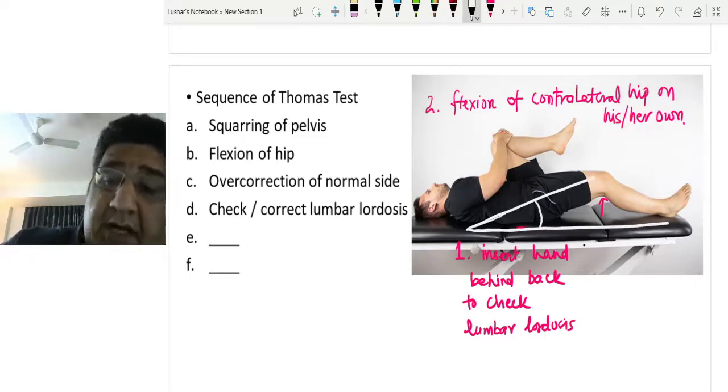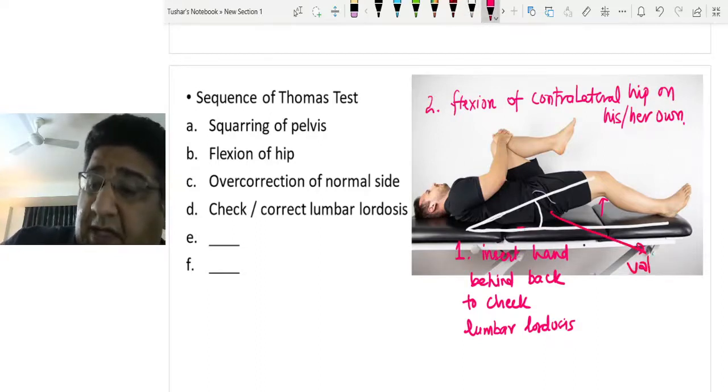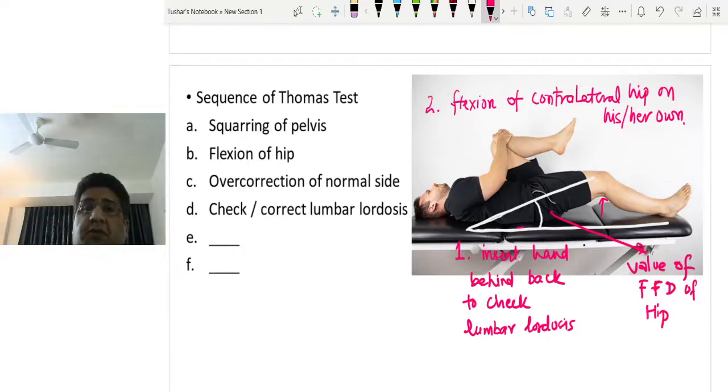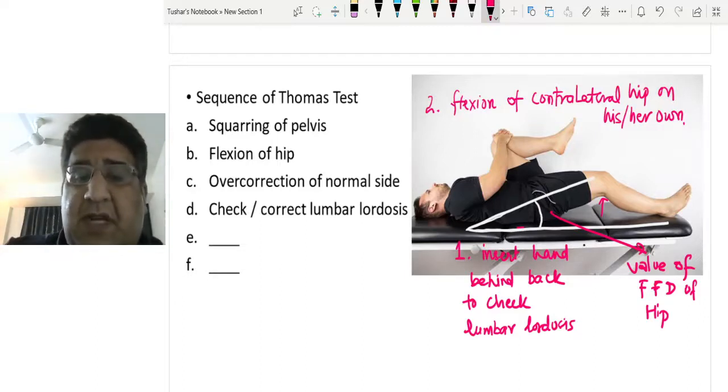Now the angle that you get is basically the angle of FFD, fixed flexion deformity of the hip. So the Thomas test is given by Dr. Hugo Thomas. It is performed for the hip joint and calculates fixed flexion deformity of the hip. You make the patient lie supine, remove the mattress or bed sheet, put your hand behind the back and check for lumbar lordosis. There should not be any. Then ask the patient to flex the contralateral hip on his or her own. The hip you are examining automatically goes into a particular amount of flexion, from which you can flex it further but cannot extend it. That is the definition of fixed flexion deformity, and the angle you measure is the value of that.